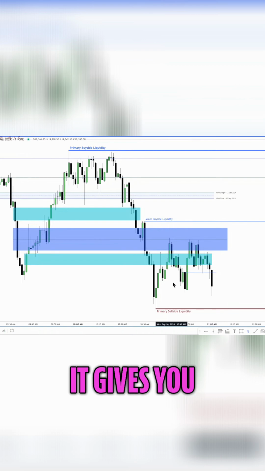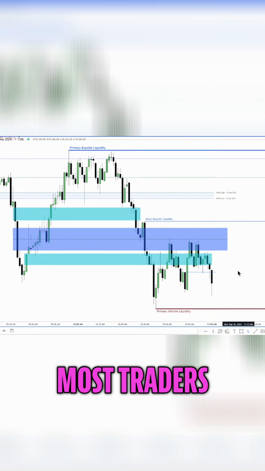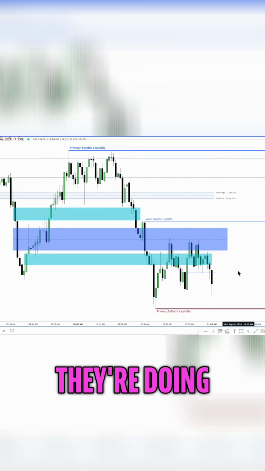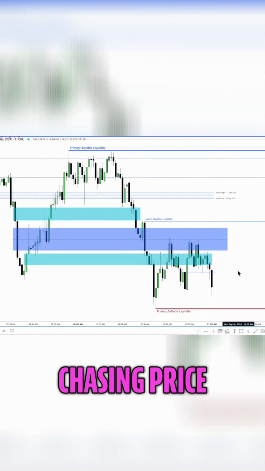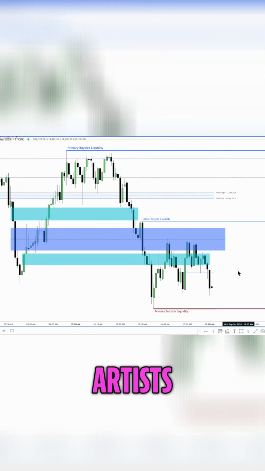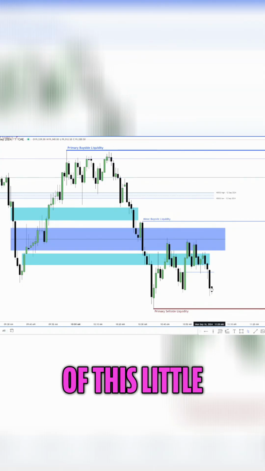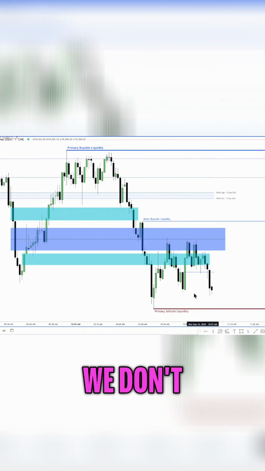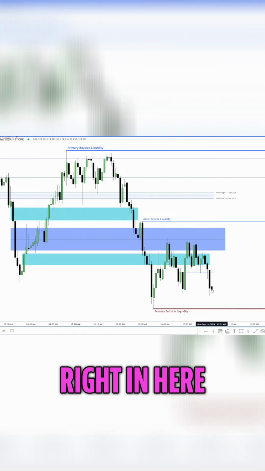In other words, it gives you the rhyme or reason, where most traders, most mentors out there trying to teach, they don't know what they're doing. They're reacting to price, they're chasing price, they're momentum breakout artists. That's not me. All right, so now we have the potential of this little fair value gap right in here. It's not there yet, but as long as we don't take out that low right in here, we might have something to work with.